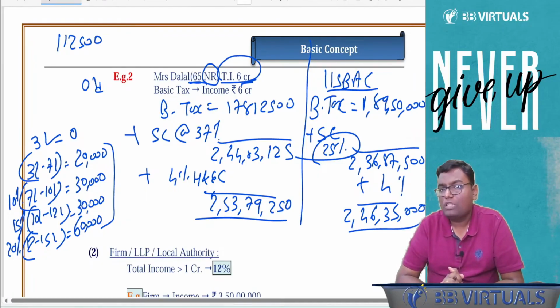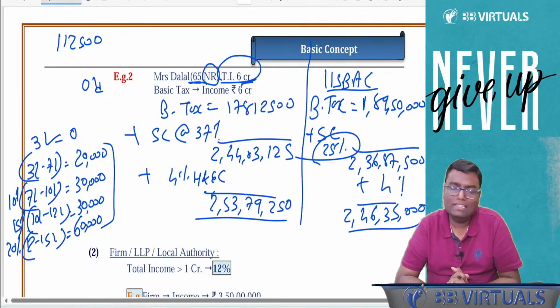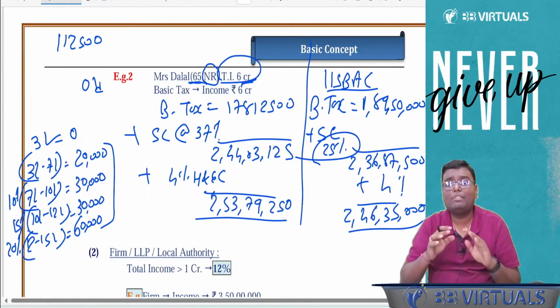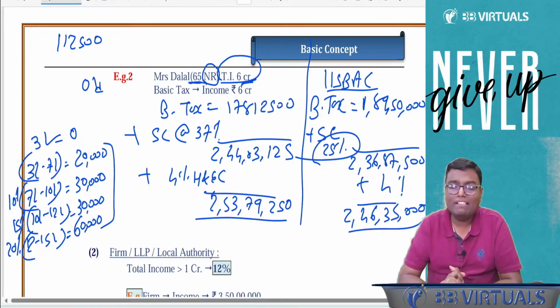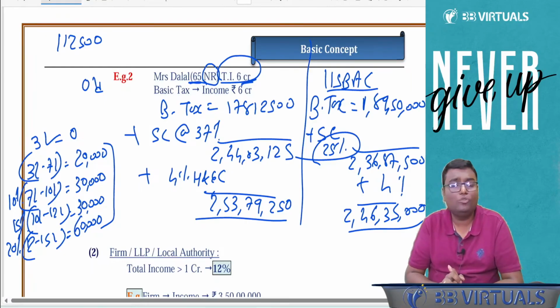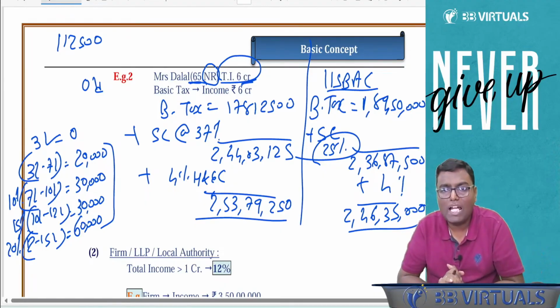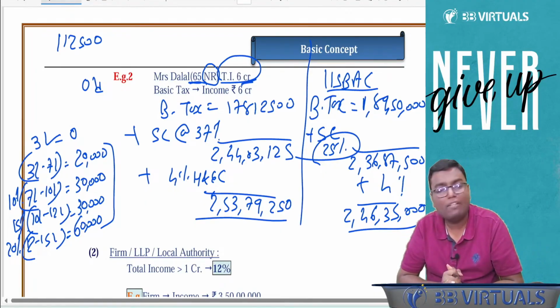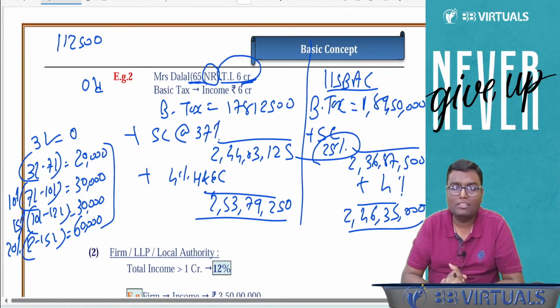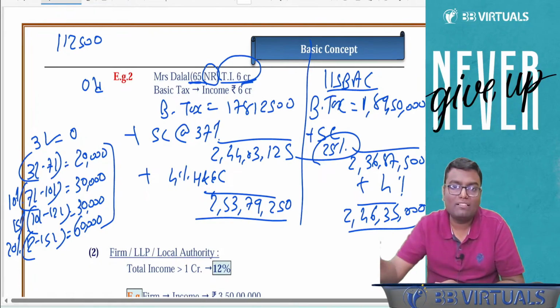The surcharge which we studied up to now was for 5 categories: individual, HUF, AOP, BOI, AJP. As I said, surcharge is applicable to all the categories. Even firm, LLP, local authority, and company. All that surcharge we will see after a break of 10 minutes. After that, we'll continue with the balance chapter and we'll see the rate of surcharge further. Thank you so much. We'll see you at 4:33.